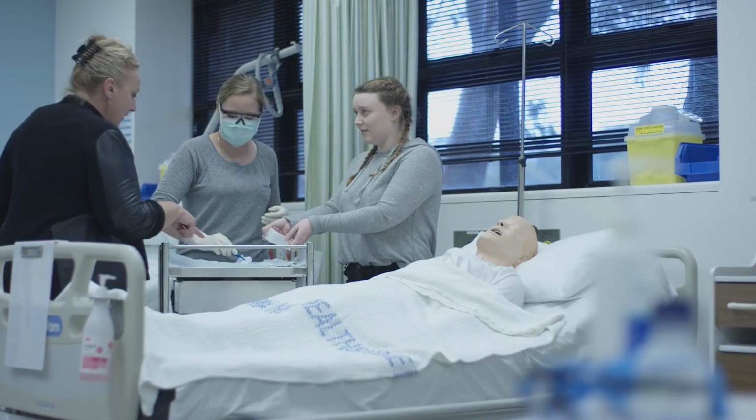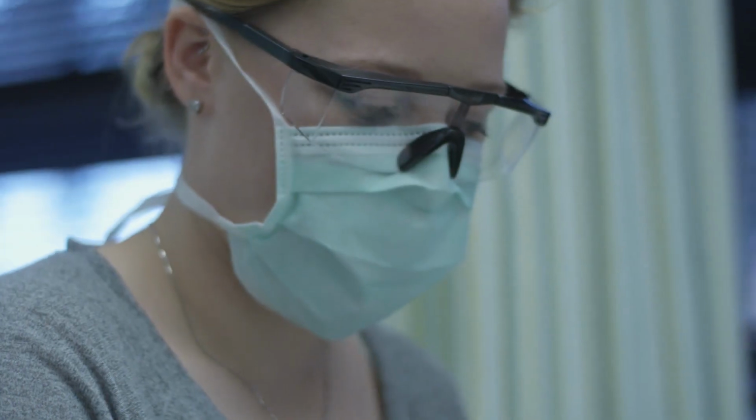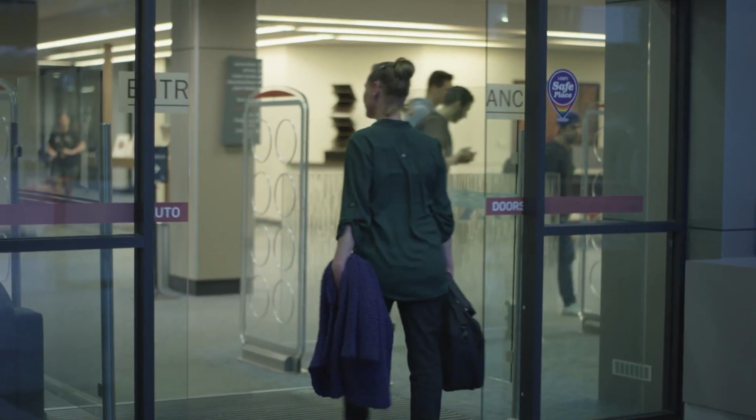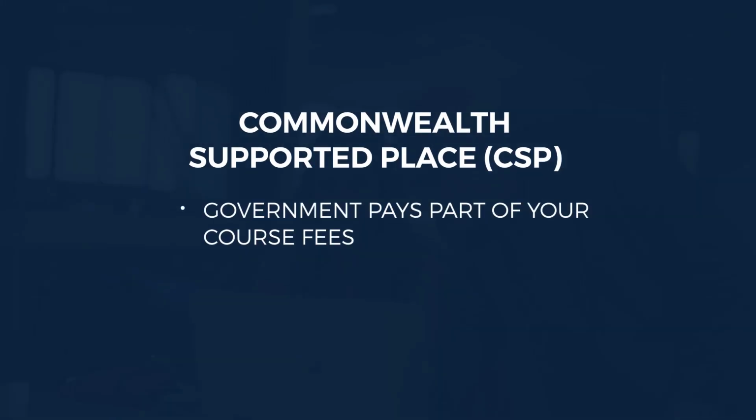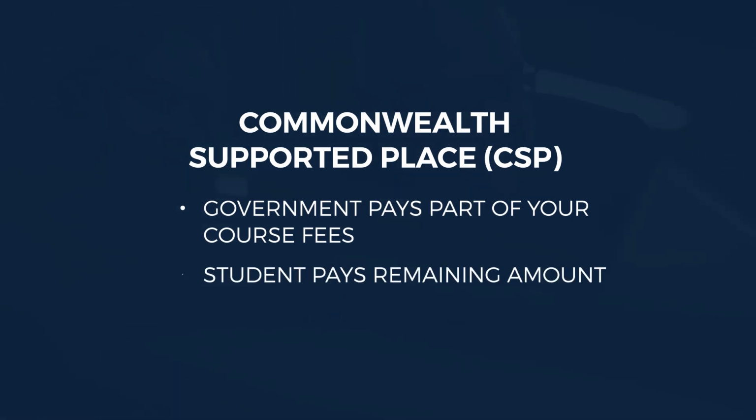As a domestic student, you will either be a Commonwealth-supported student or a domestic postgraduate fee-paying student. All bachelor degrees and some postgraduate degrees at UOW are offered as Commonwealth-supported places. For the Commonwealth-supported places, the government will pay part of your fees and the student pays the remaining amount, which is called the student contribution.